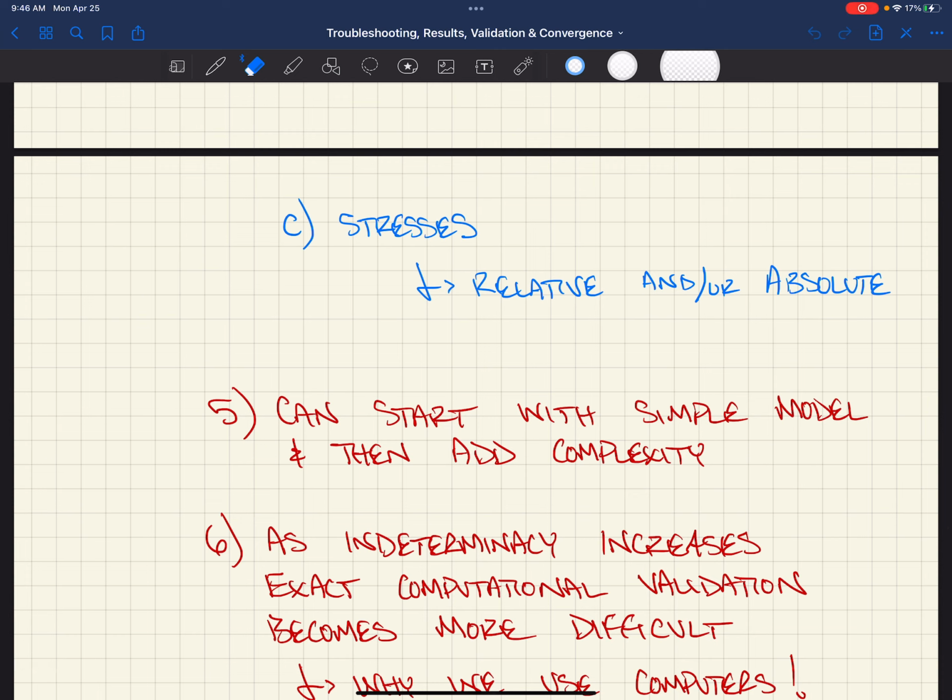Big thing here is we can always start with a simple model and then add complexity to it, okay? Like we started with the last homework with the cantilever, right? We could absolutely look at what the displacement was of that cantilever at the top, and we could verify that directly with VA, right?